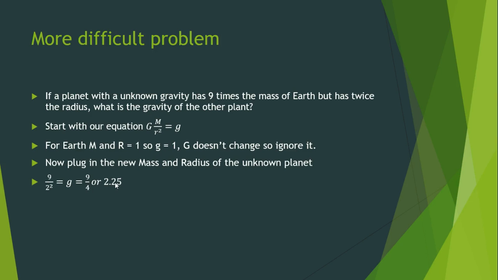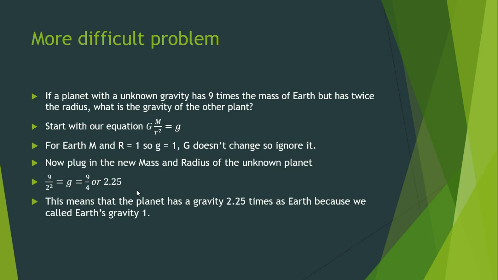So if we compare the gravity of the new planet with Earth, it's 1 to 2.25. This means that the planet has a gravity of 2.25 times that of Earth, because we called Earth's gravity 1, and 1 times anything is just the number itself. So if we divided 2.25 by 1, we would just get 2.25. So it is 2.25 times the gravity of Earth. So if you know the gravity of Earth, you found out the gravity of this planet.